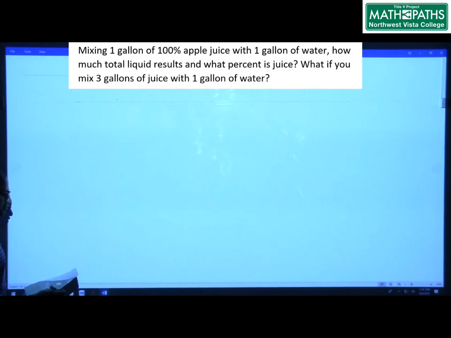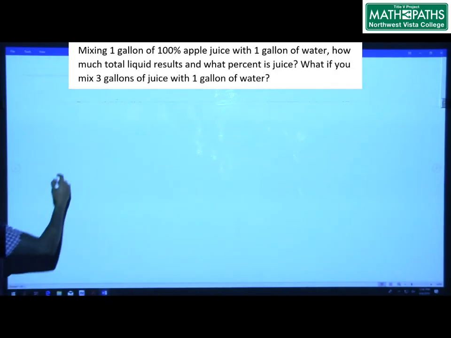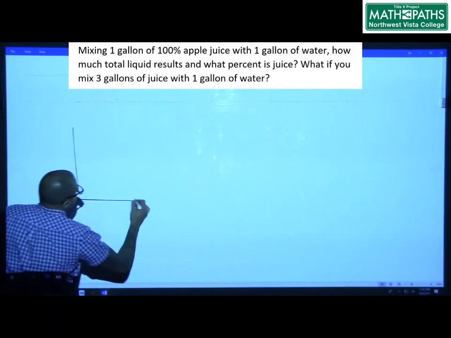Okay, here's our first mixture example. Mixing 1 gallon of 100% apple juice with 1 gallon of water. How much total liquid results and what percent is juice? I'm going to try to draw a diagram that represents this problem.